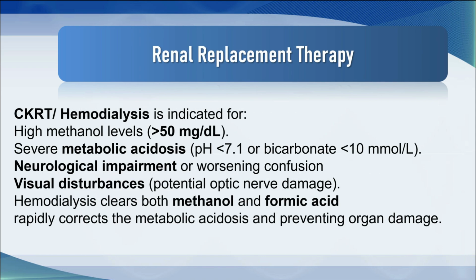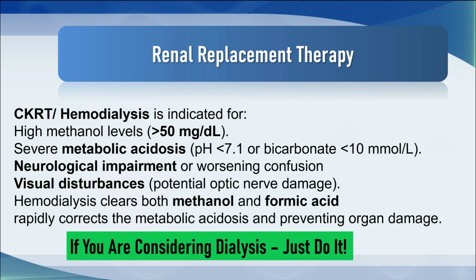Renal replacement therapy is indicated for high methanol levels, more than 50 milligrams per deciliter, for severe metabolic acidosis, for evidence of neurological impairment, for visual disturbances. It's really effective because hemodialysis clears both the methanol and the formate, rapidly correcting the metabolic acidosis and preventing organ damage. And in our practice, we would immediately start renal replacement therapy on these patients. And in my view, if you're considering dialysis, just do it.